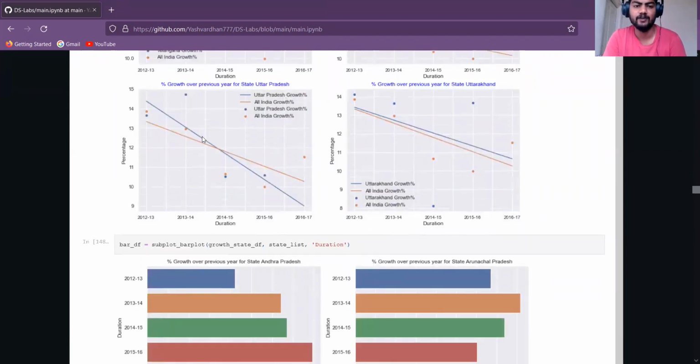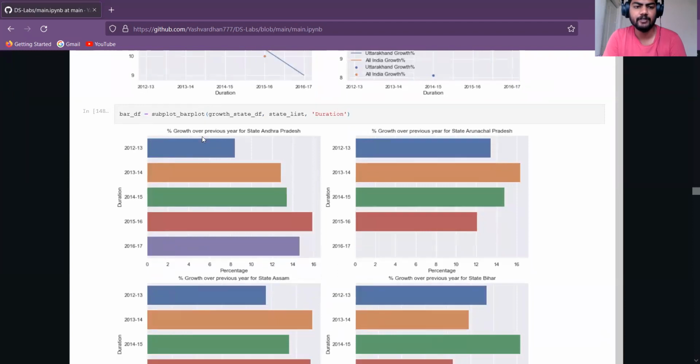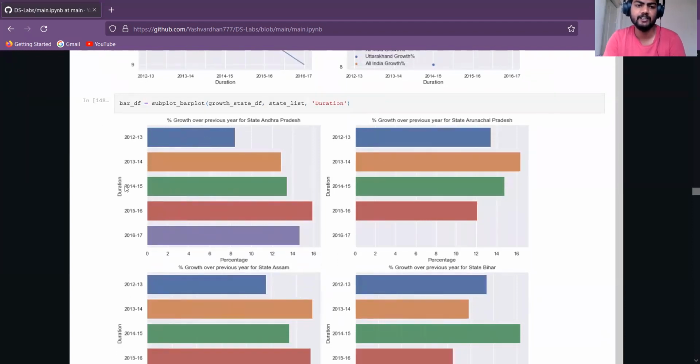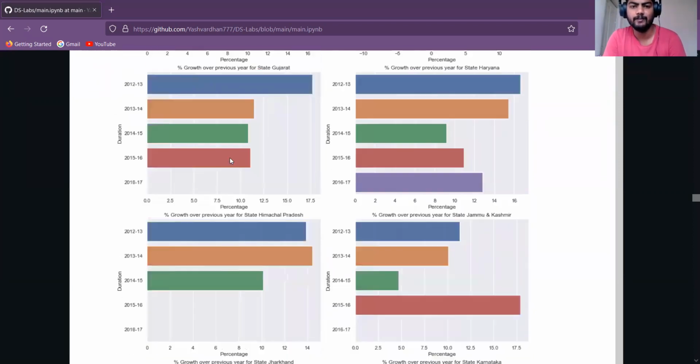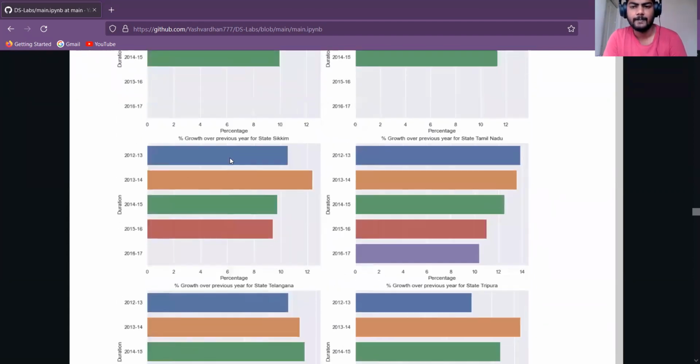These are basically the line plots. Similarly, we make the bar plots, where we take the duration on the y-axis and the percentage on the x-axis. This bar plot also calculates the percentage growth over the previous year for each state. For example, here we take Andhra Pradesh and here Arunachal Pradesh, similarly Assam, Bihar, and similarly for each of the states.